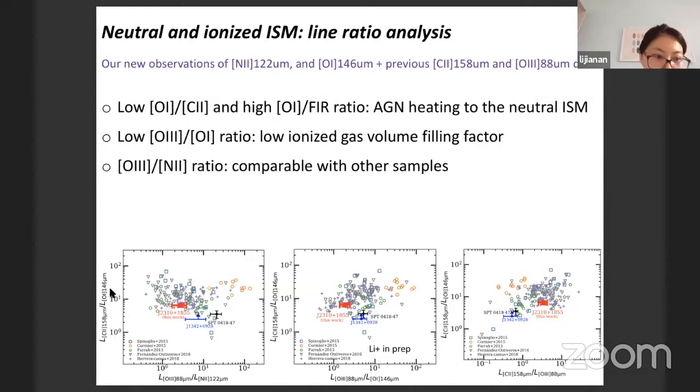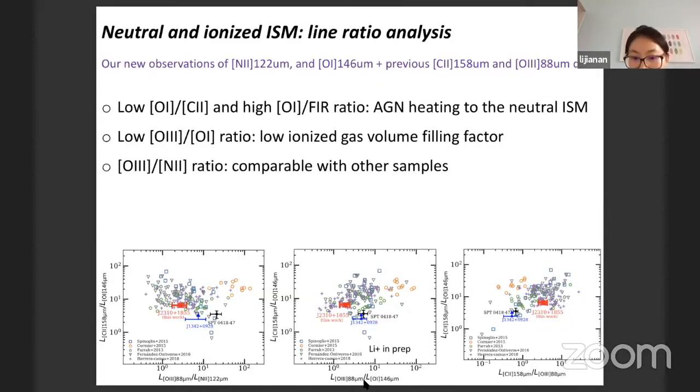For the C2 to O1 ratio, we find that this quasar, together with two other high redshift objects, lies at the lowest C2 to O1 ratio compared to the comparison samples. And the low C2 to O1 ratio is an indicator of warm and dense gas. This, together with the very high oxygen-1 to far infrared ratio in this quasar, suggests that the warm and dense gas may be heated by the AGN.